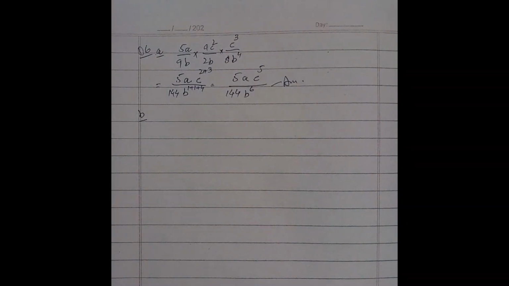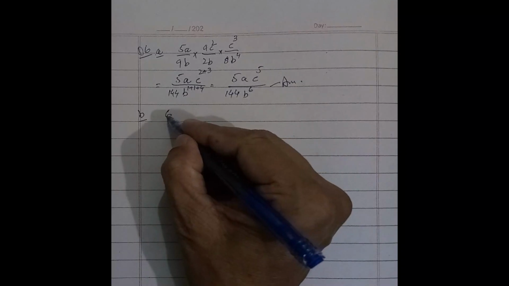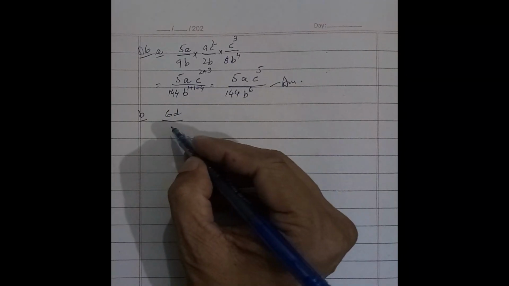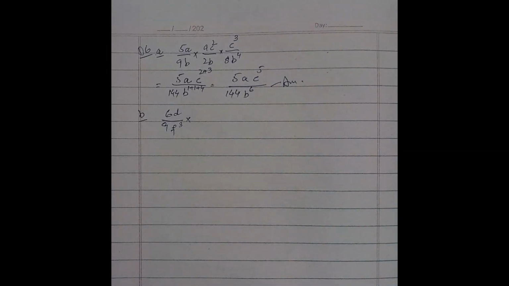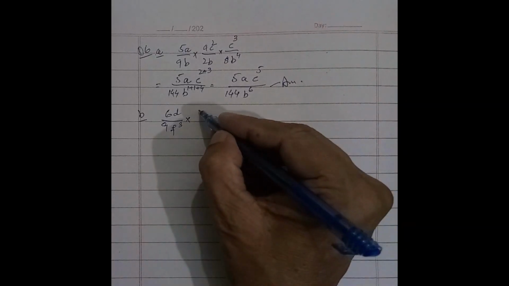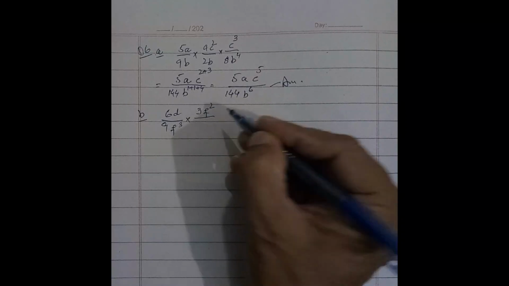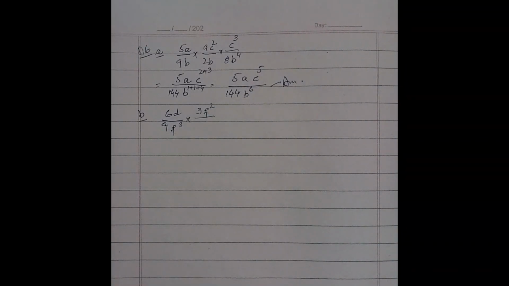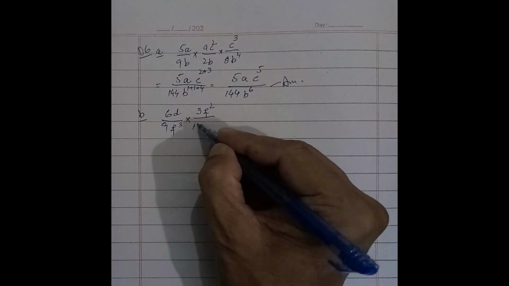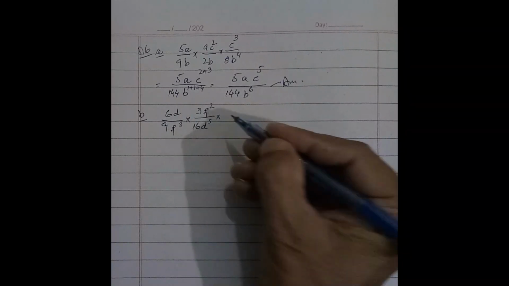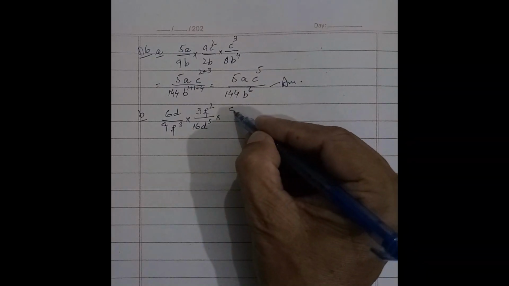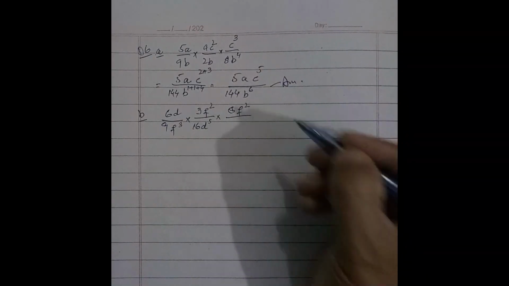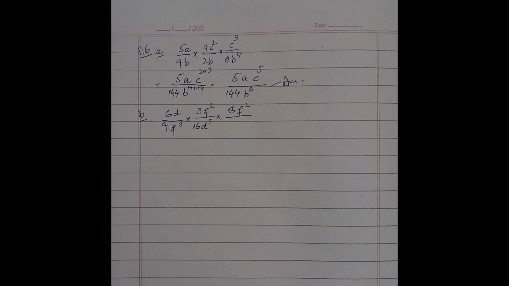The next part, which is B, 6d over 9f3 multiplied by 3f2 over 16d5 multiplied by 8f square over 27d.